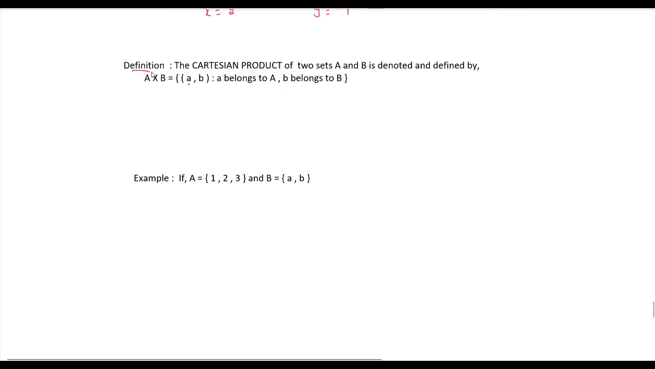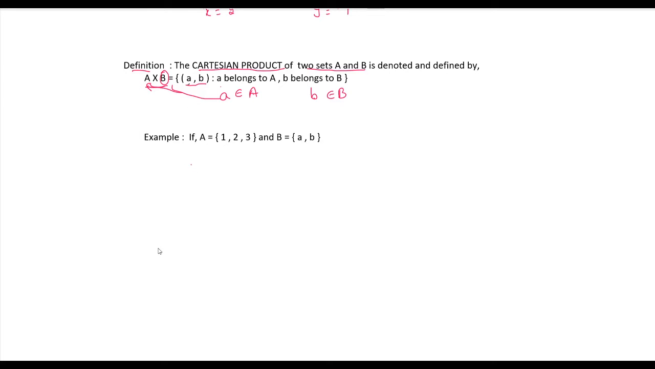Now we'll understand the definition of Cartesian product. Cartesian product of two sets. It is denoted as A cross B. And how is it defined? The ordered pair (a, b) such that a belongs to A and b belongs to B. Here a belongs to A means a belongs to the first set, and b belongs to B means b belongs to the second set. So this is how the Cartesian product of two sets is defined.